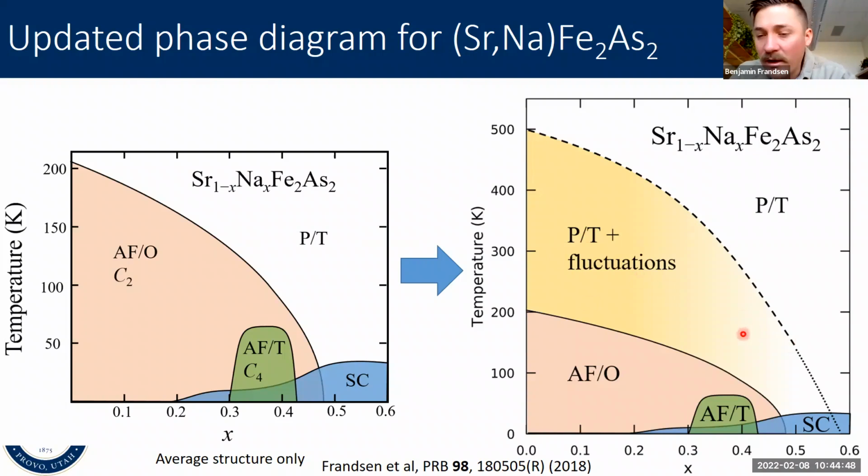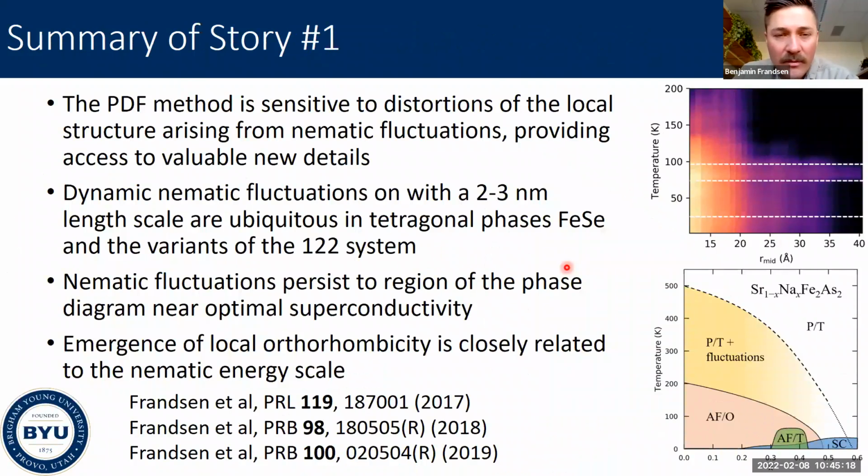This is important because it tells us that these fluctuations are present across the phase diagram, reaching out to where superconductivity has its optimal TC. So, when we consider the mechanism of superconductivity in iron-based superconductors, we should remember that these nematic fluctuations are certainly present and play an important role in the way the electrons live in these iron-based superconductors. So that wraps up story number one.